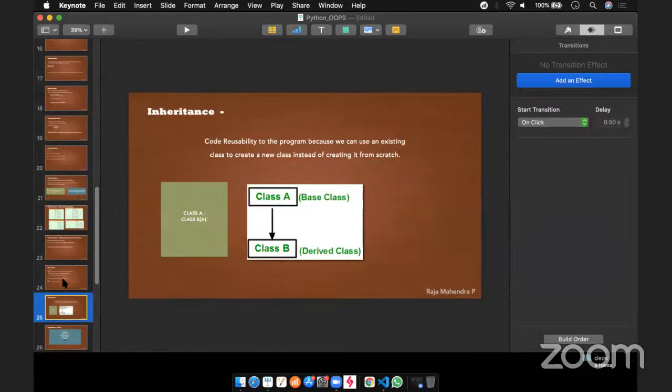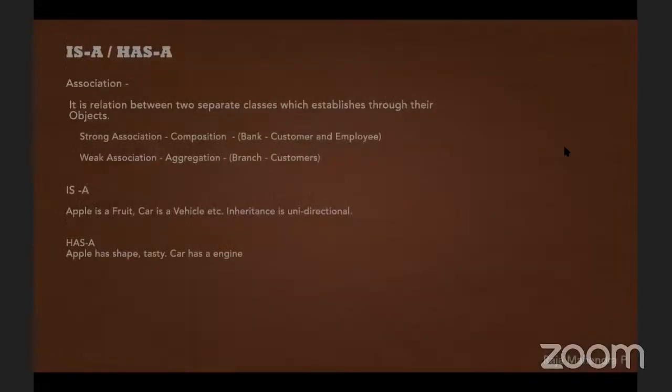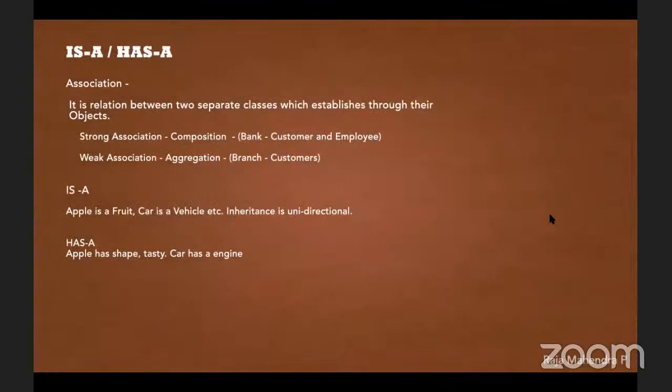Before going to inheritance, there are some relationships: has-a relationship, is-a relationship, and association. We also have different terminology here. What is association? Association talks about the relationship between two objects. You take any two objects, and if you want to define the relationship, we call it an association.